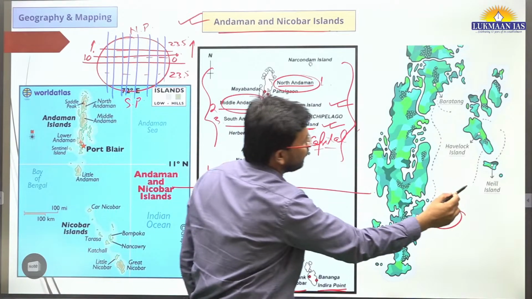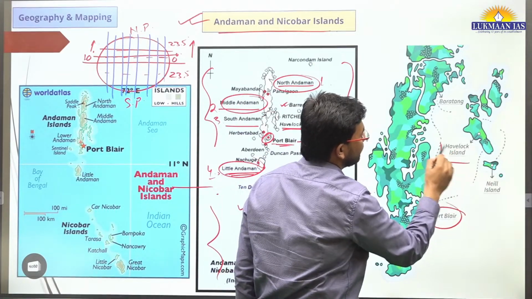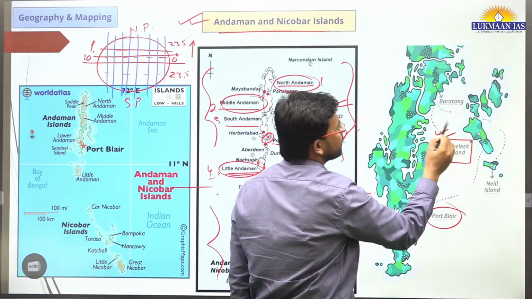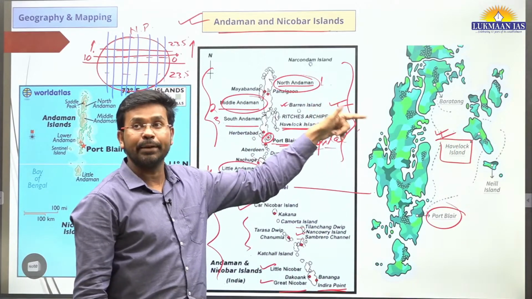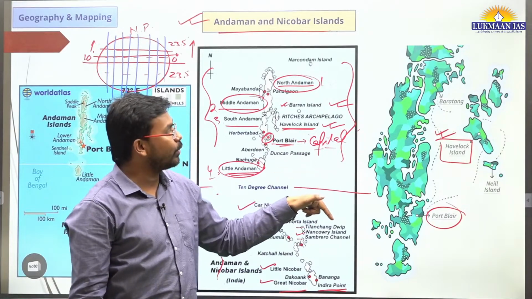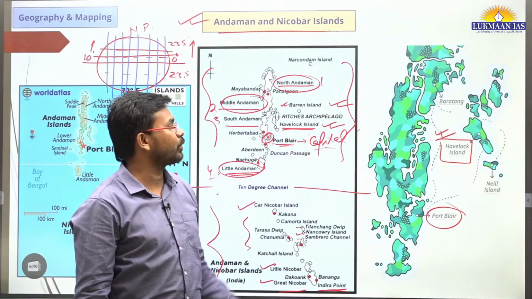So over here, we have this Havelock Island. Okay, this Havelock Island, its location is important. Havelock Island is a part of the Andaman group of islands. It's not a part of the Nicobar group of islands. Okay, it is part of the Andaman group of islands.